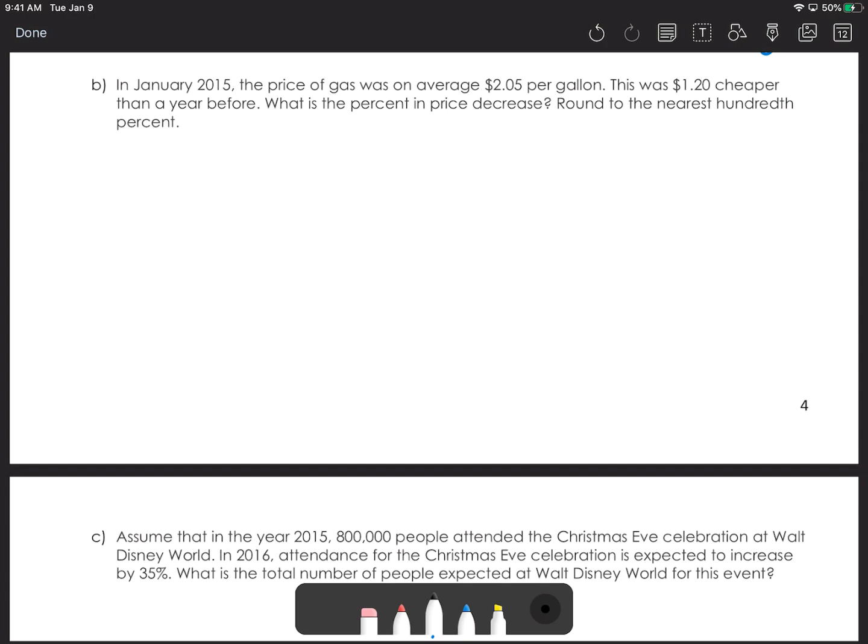Okay. In the next problem, it says, in January 2015, the price of gas was on average $2.05 per gallon. This was $1.20 cheaper than the year before. So the year before is 2014. So that's the old value. And since the key word here is cheaper, that means it's going to be a decrease. So we're going to subtract the change. So minus the change is going to give us the new value in 2015.